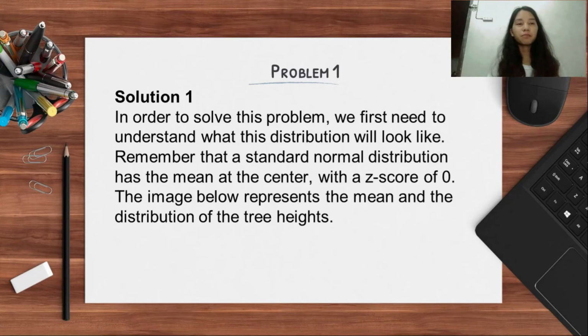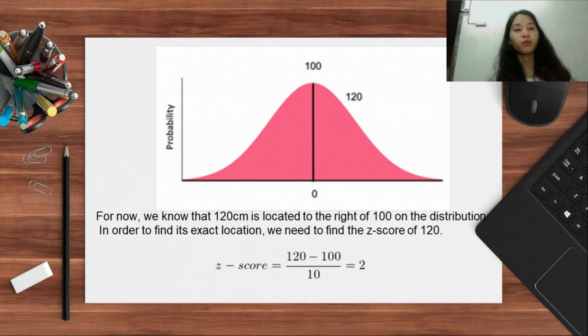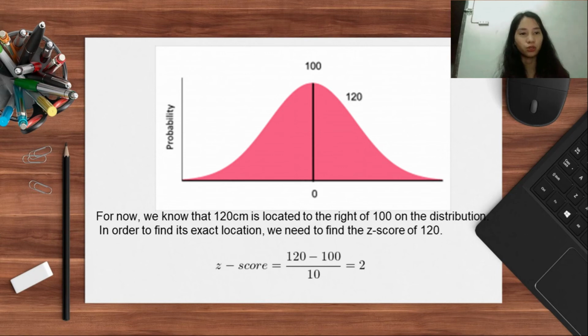In order to solve this problem, we first need to understand what this distribution will look like. Remember that the standard normal distribution has the mean at the center with a z-score of 0. Below, the image represents the mean and the distribution of the tree heights. For now, we know that 120 cm is located to the right of 100 on the distribution. In order to find its exact location, we need to find the z-score of 120. The z-score is equal to 120 minus 100 over 10, which is equal to 2.